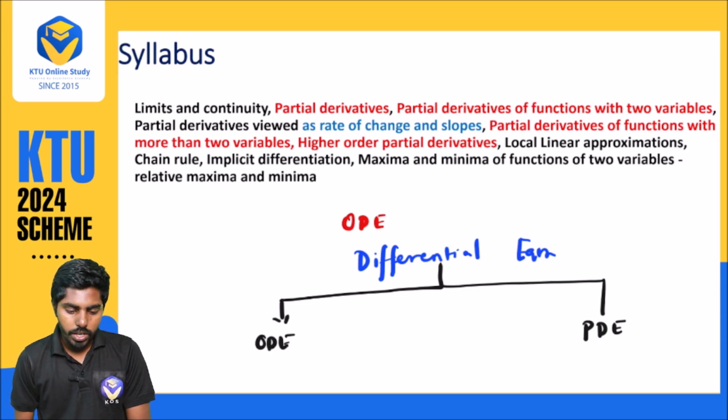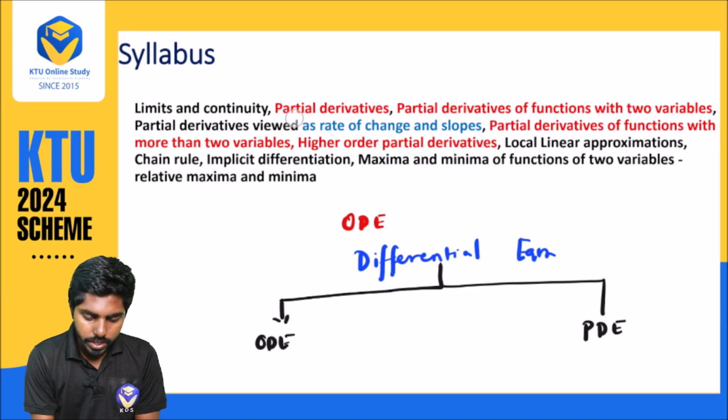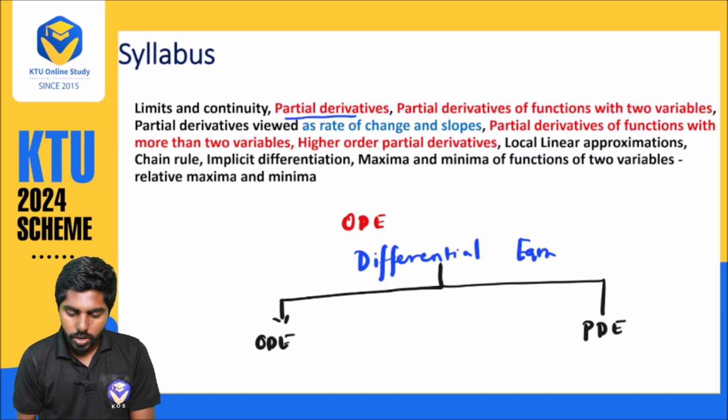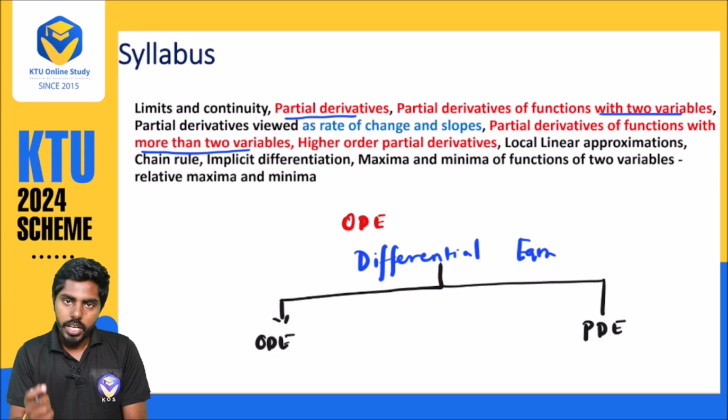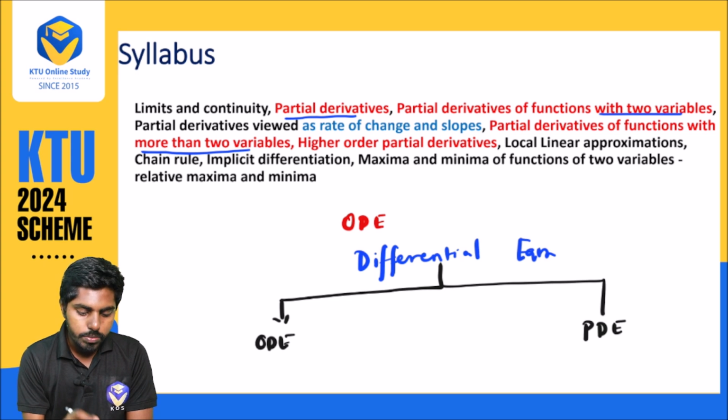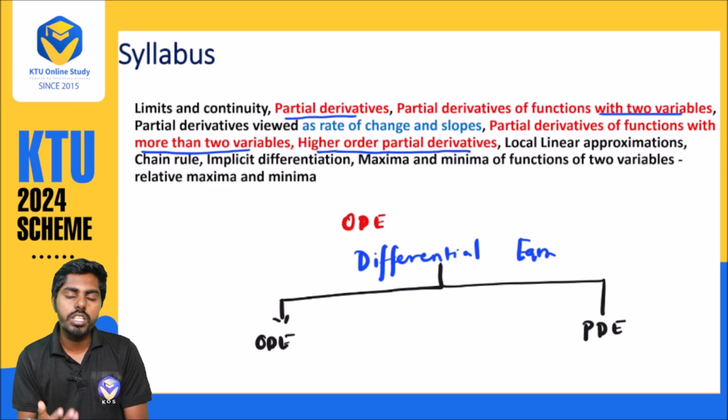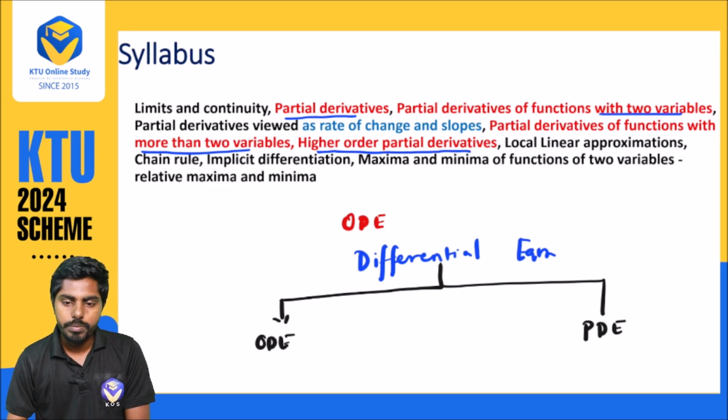So in today's class, we are going to see the topic of partial derivative: partial derivative of a function with two variables, and we are also going to see more than two variables. Here they are mentioning the variables, that is x, y, z. If it is more than two variables, that means x, y, z, and higher order partial derivatives. So these are the topics we are going to cover today. Now, how to identify the difference between ordinary differential equation and partial differential equation?